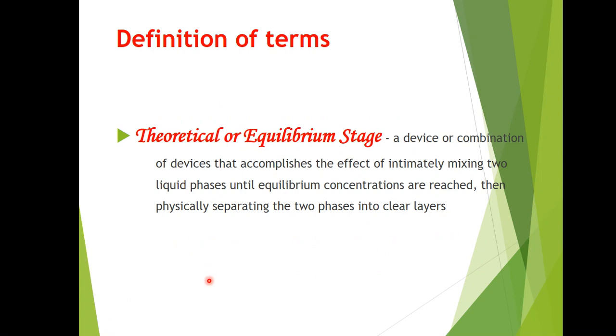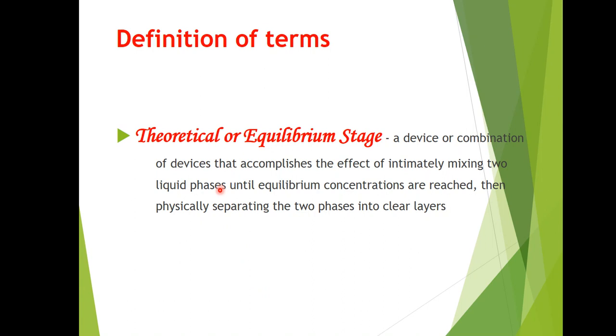Now, in extraction, we also have what we call the equilibrium stage or the theoretical stage. Specifically in vertical vessels or columns where extraction happens, we have these stages also. They are normally operated in multi-stage fashion. I'm referring to this column.